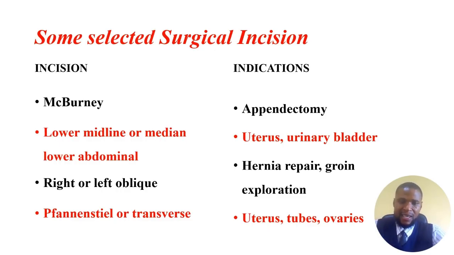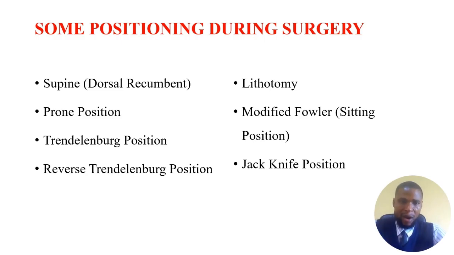And the last on my list here is Pfannenstiel. The Pfannenstiel incision can also be used to access the uterus, the tubes, and the ovary. If they want to do a cesarean section and don't want to use lower midline, you can use Pfannenstiel. It's very, very important.